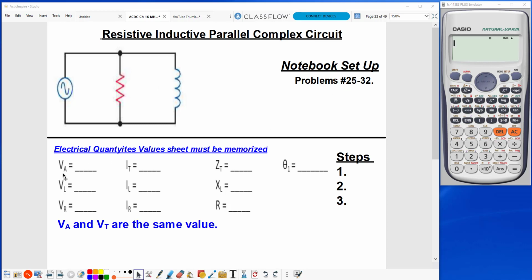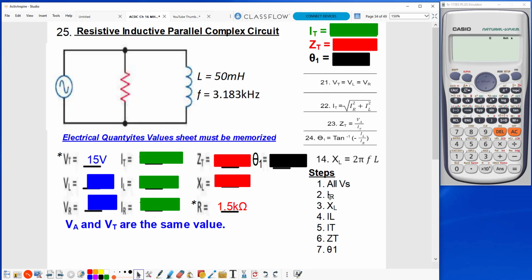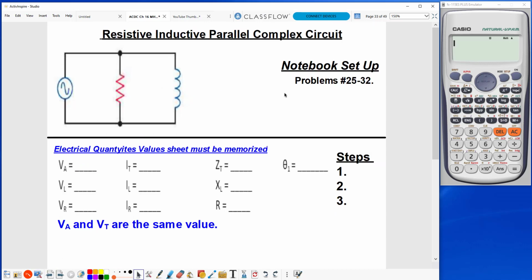All of the electrical quantities are the same except for theta. Now you're going to have theta 1 instead of theta z that you had before. Make sure you leave a little area to write down the steps that you took to solve the problem. Like I have here, I have all the steps written down, and that's really going to help you when you go back and rework the problem. If you get stuck, you can look over at the steps and see what your next step should be.